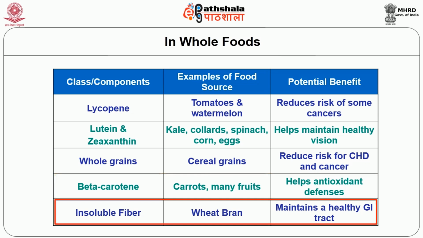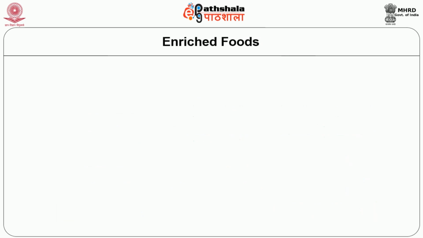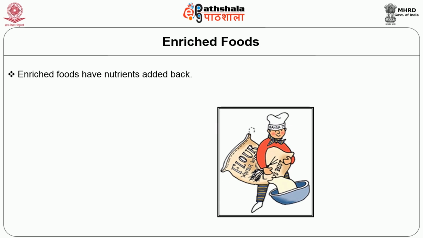Another component is the insoluble fiber. Fiber is a class of component from the dietary fiber. So dietary fiber can be of two parts, both insoluble and soluble fiber. But the insoluble fiber, what we are discussing here, an example of the food source is wheat bran, which maintains a healthy GI, gastrointestinal tract. So some of the examples: we have just discussed the natural foods, the whole grains and the molecules which are present in fruits and vegetables.